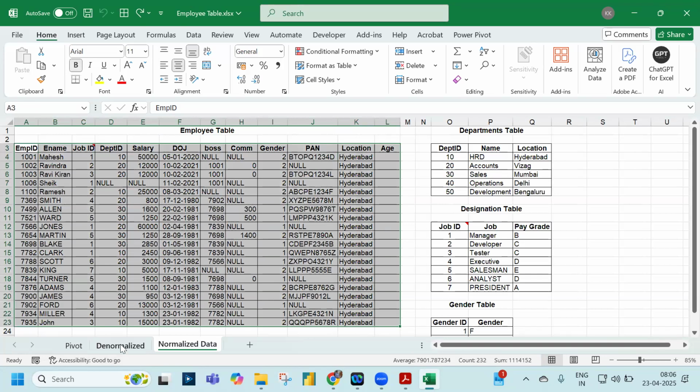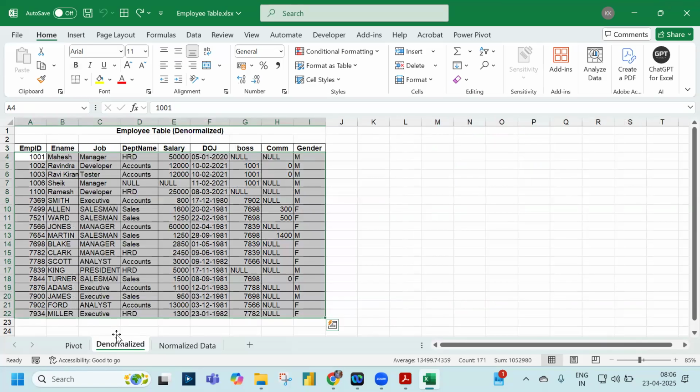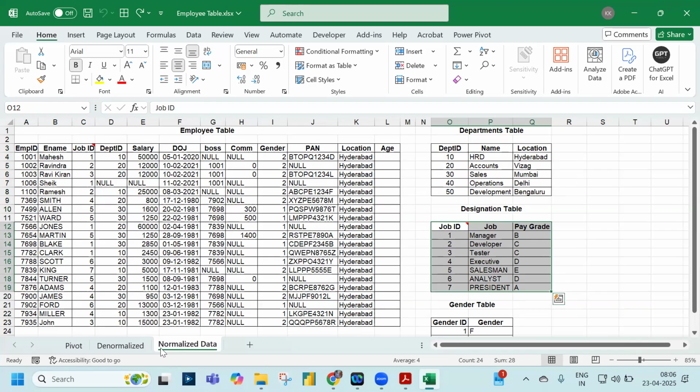So what is the normalization process? A table will be split into multiple dimension tables and fact tables. This table is the same data, and we have split that into multiple dimension tables and fact tables. What is a dimension table? A dimension table holds categorical data, something like location information, department information, designation information. This kind of data that you see in the dimension tables, we also call them dim tables.